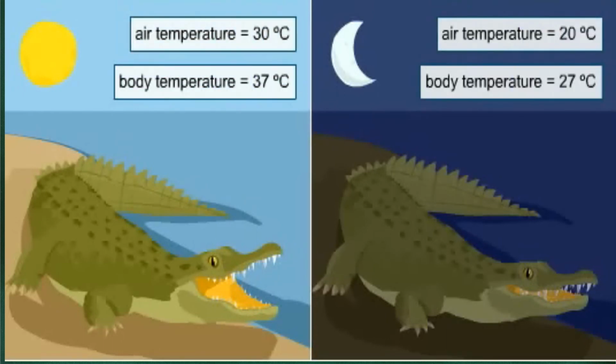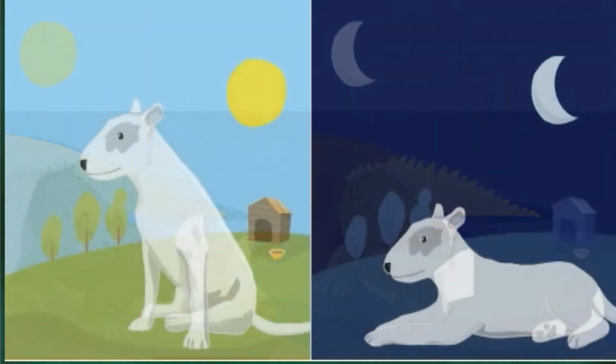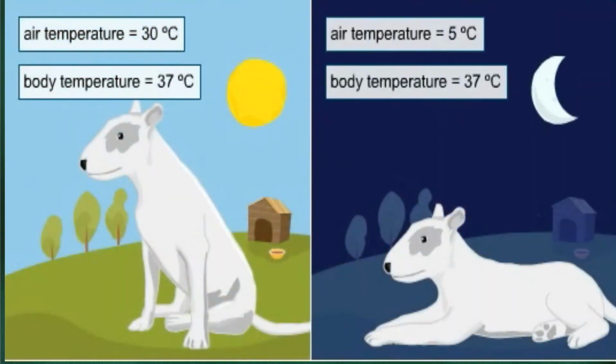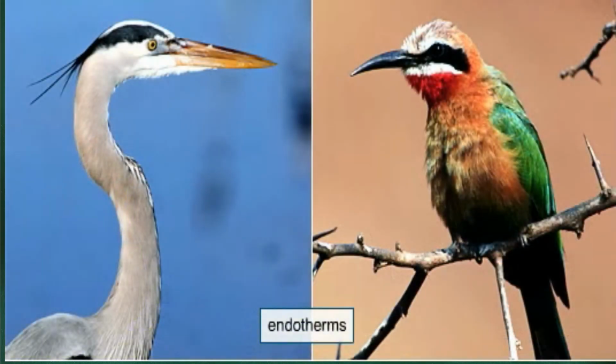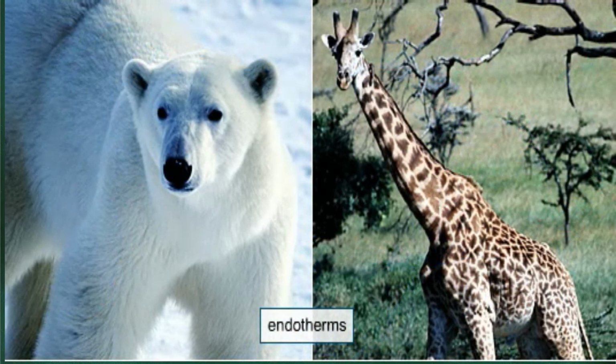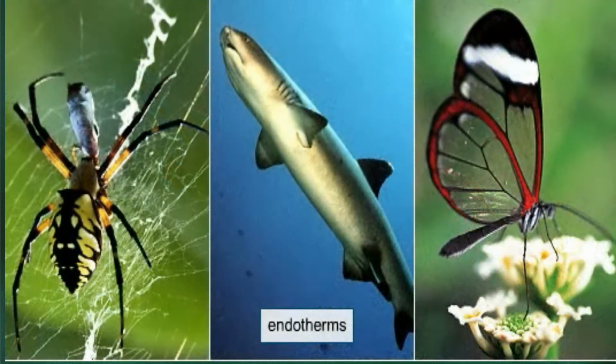Ectotherms are organisms that mainly absorb heat from the environment. Endotherms are organisms that mainly produce heat during metabolic processes. Endotherms include all homeothermic organisms. Endotherms also include certain poikilothermic organisms, for example large fish, such as sharks, and insects.